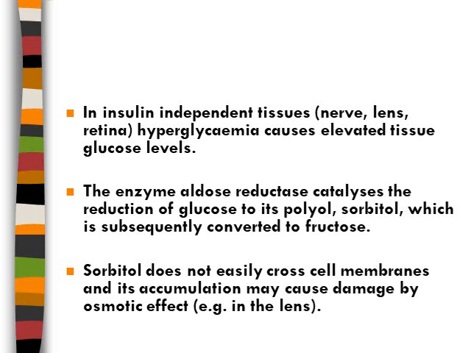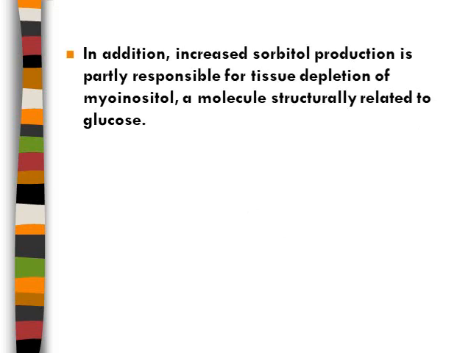The reason behind that is the direct damage by conversion of glucose to sorbitol, which cannot cross the cell membranes, and its accumulation causes an osmotic pressure effect, and the fluid is accumulated inside, and that causes damage, leading to development of cataracts in patients with diabetes mellitus and uncontrolled hyperglycemia.